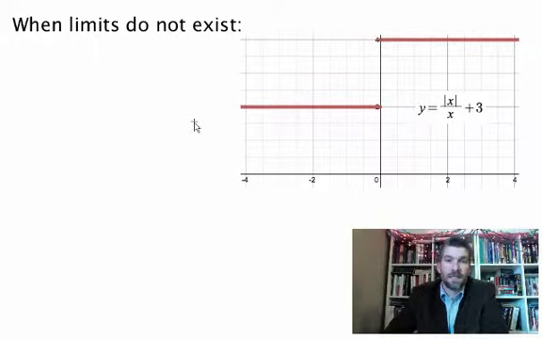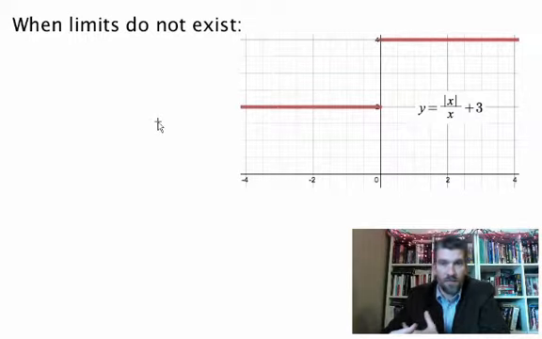Hey, what we're going to look at in this lesson is when a limit does not exist. And just a real quick background information on that. You are going to have a limit if and only if you approach the same y value from both sides of an equation, from both sides of the point you're interested in.